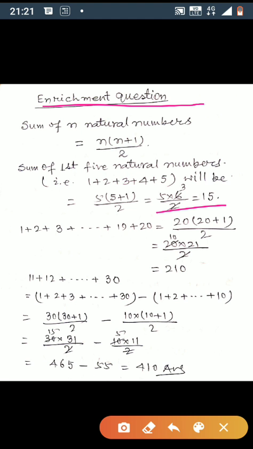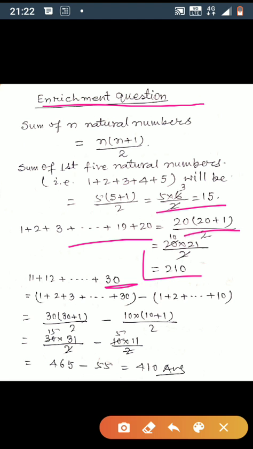Now find the sum of 1 plus 2 plus 3 plus dot dot plus 19 plus 20. Sum of the first 20 natural numbers equals 20 multiply (20 plus 1) by 2. It can be written as 20 multiply 21 by 2. 20 divided by 2, the quotient is 10. So the product of 10 and 21 equals 210.